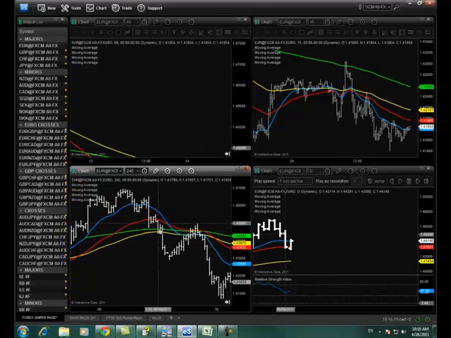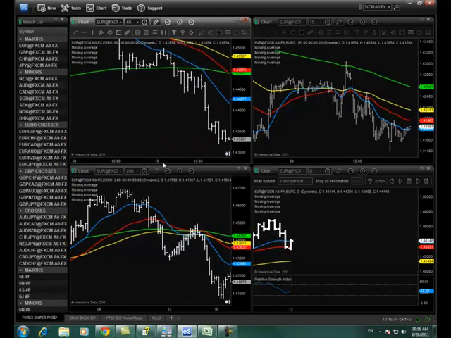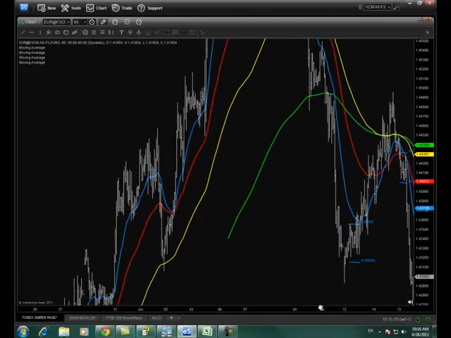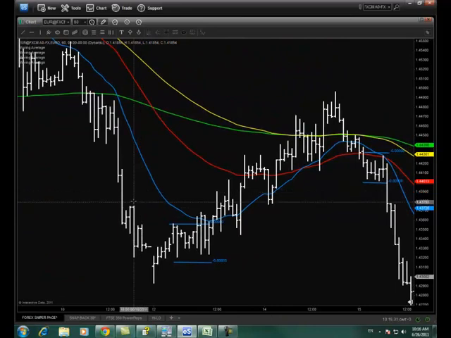So this is where we ran down on the 4-hourly. Let's find ourselves an entry perhaps on the hourly. Here we go, here's the hourly chart. And we trailed our stop loss down before to this kind of a level. Suddenly we find ourselves with a higher low and the break of a high.